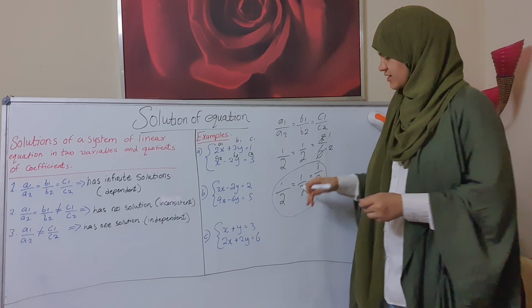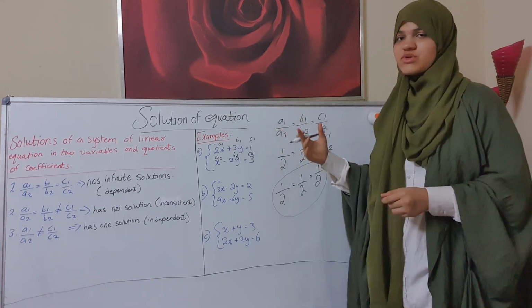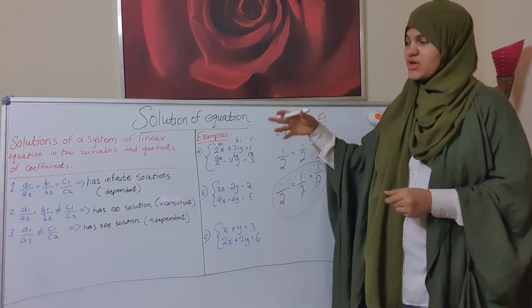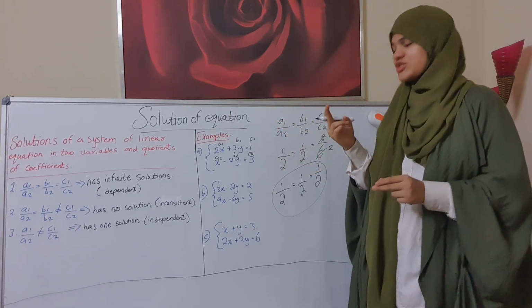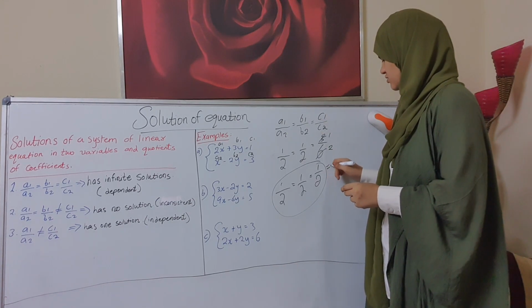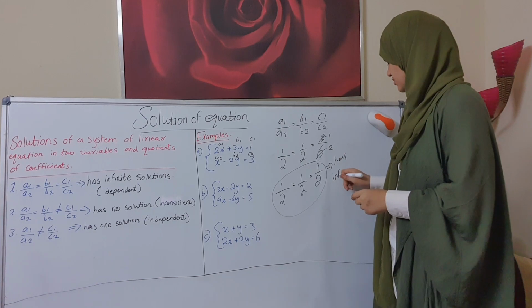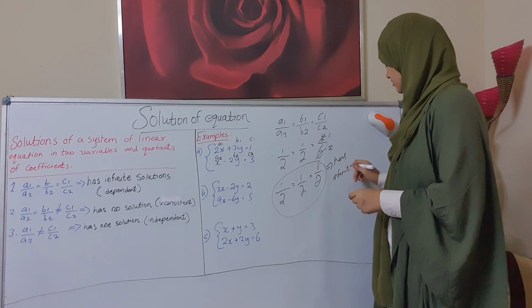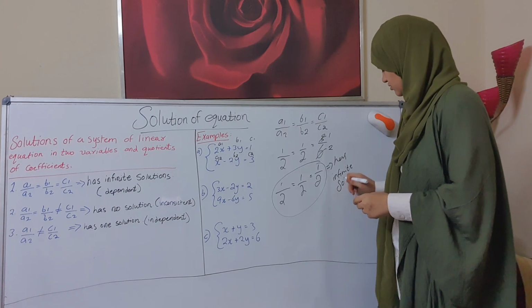That means it is in the first rule, which says A1 over A2 is equal to B1 over B2 is equal to C1 over C2, so it has infinite solutions.